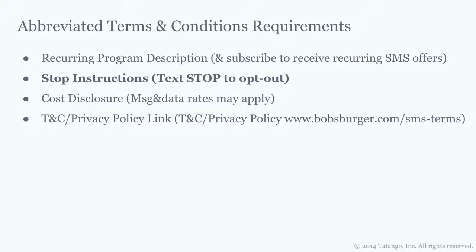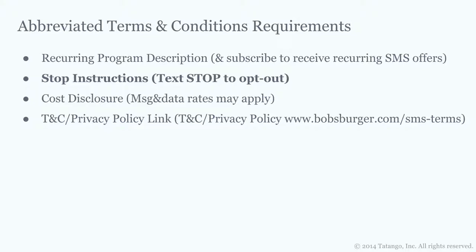As an example, we put TNC because we just don't have enough room on this page. TNC/privacy policy, www.bobsburgers.com. That's their website, /SMS terms. That means the customer, when they're looking at the billboard, they see recurring program descriptions, stop instructions, cost disclosure, and if they need more info in the terms and conditions and the privacy policy, they can go to this website.